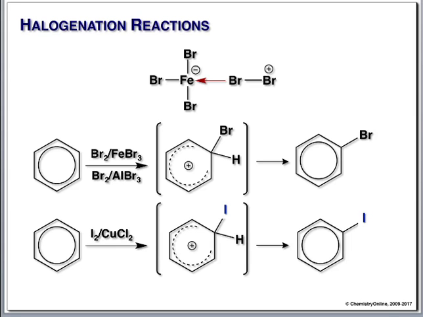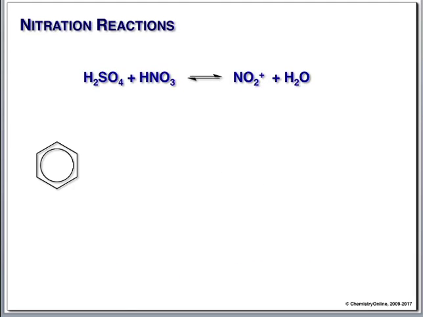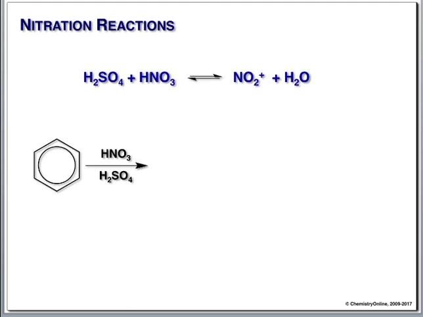For sulfonation or nitration, this is the one we did. Again, nitric and sulfuric acid, going to make NO2 plus. Again, the sulfuric acid sucks the water out of it. Our addition intermediate, they all look the same. It looks like this. And to get our product, all we have to do is pull off the hydrogen to get the compound.